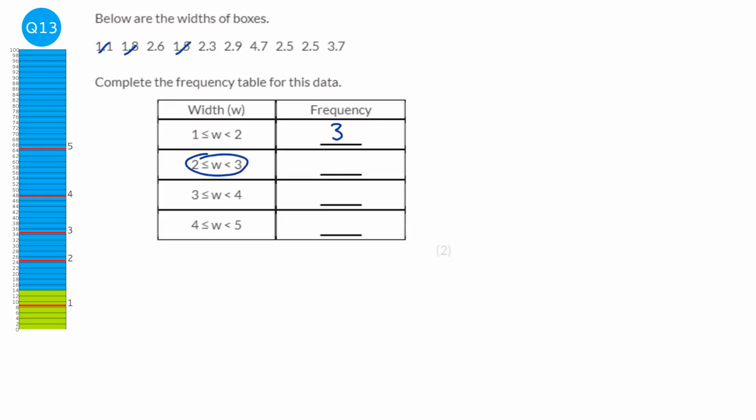This next group says between 2 and 3. So this will be 1, 2, 3, 4, 5. Then we've got between 3 and 4, just this one here. And then between 4 and 5 we have just the 1.